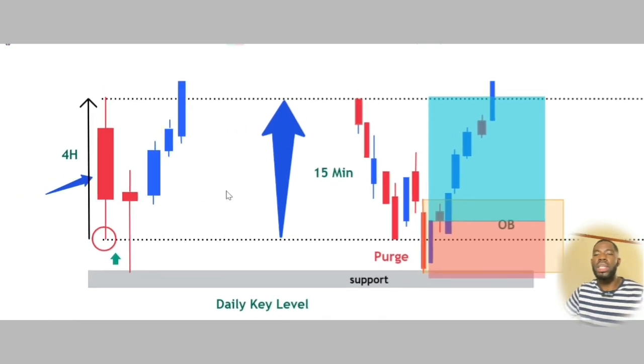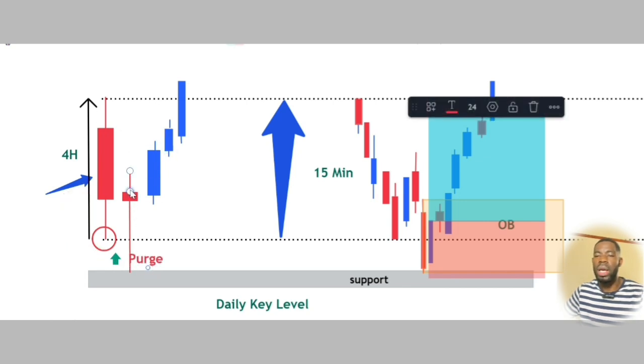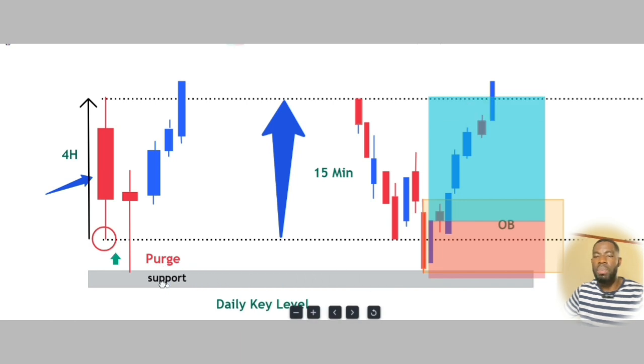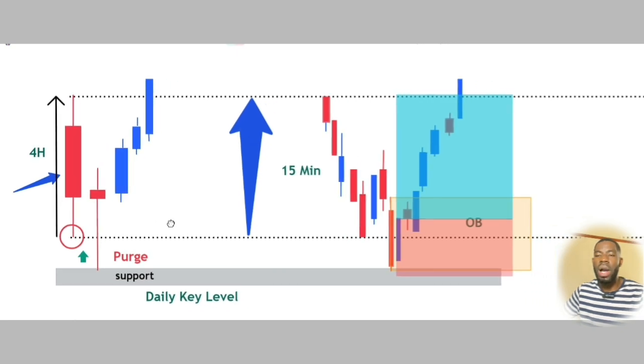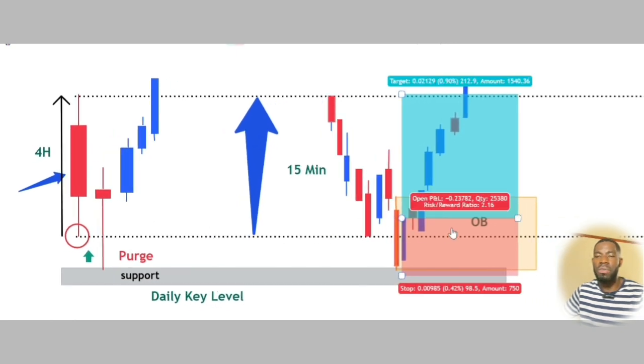All right, so in this case, I'm trading a 4-hour candle range, which is this first candle here. So there was a purge below here. The purge is this candle which breaks below the lowest price of the first candle. All right, so that was the purge, and the purge happened at a support area at a higher time frame, which is our daily key level. This candle happened and it closed within the range after the purge.